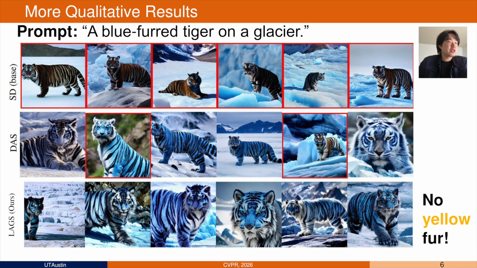And this slide shows another example with the prompt: a blue-furred tiger on a glacier. The base model often captures a tiger and glacier, but the blue fur is inconsistent, and DAS improves the blue attribute, but it requires more computation. And as you can see here, LAGS is more consistently capturing the blue fur while preserving the glacier scene without expensive particle resampling.